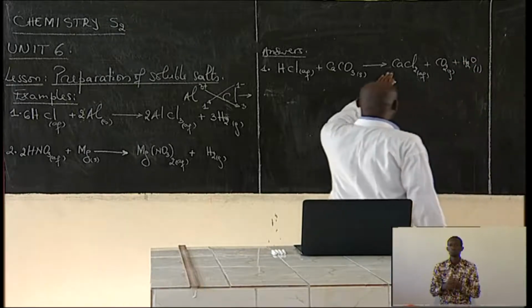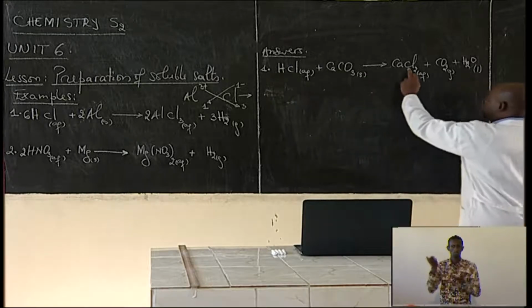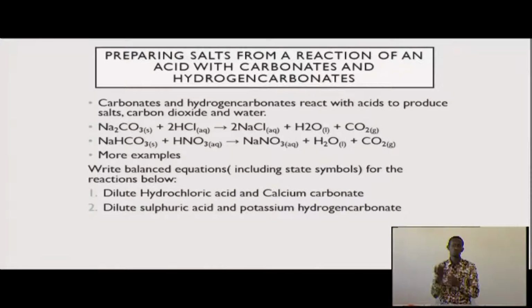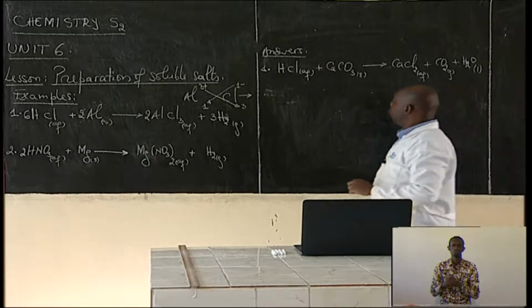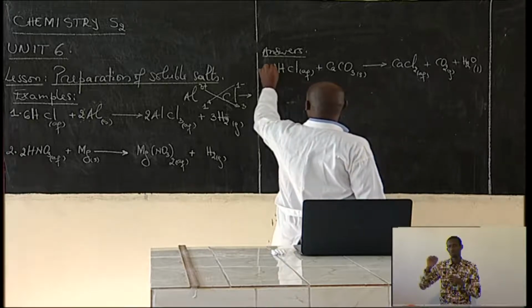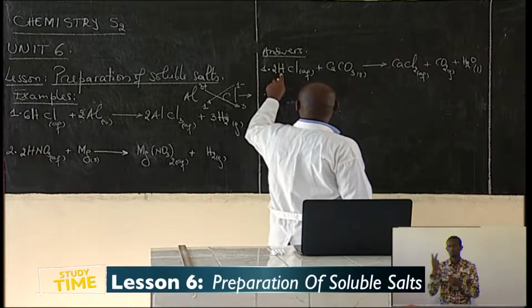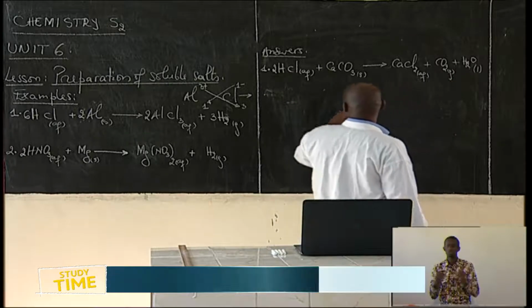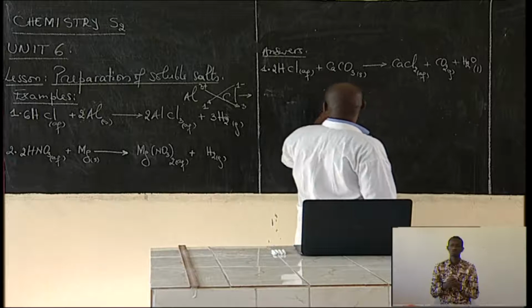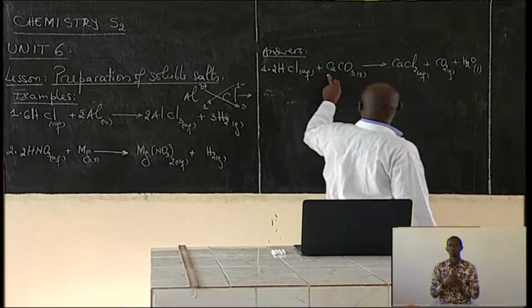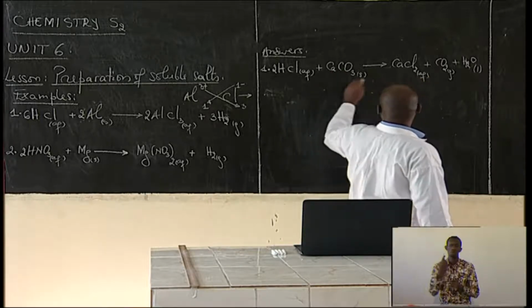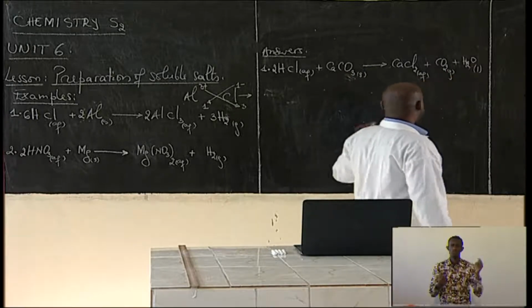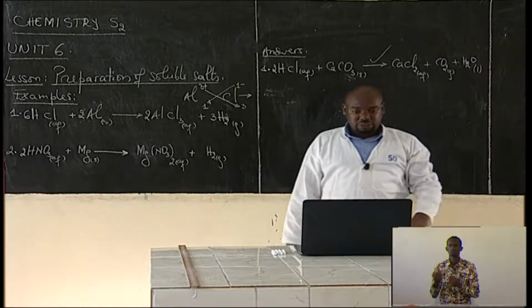Is our equation balanced? No. We have 2 chlorine atoms on the product side with 1 chlorine on the reactant side. So we put 2 here. If we put 2 here, we have 2 hydrogen atoms. Here we also have 2 hydrogen atoms. Chlorine, we have 2 and 2. Calcium, we have 1 and 1. Carbon is 1 and 1. And for the oxygen atoms, you can see we have 3 here, and here we have 2 and 1, which makes 3. So our equation is balanced.